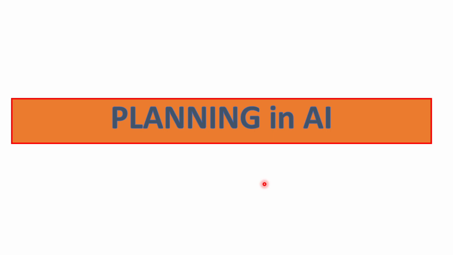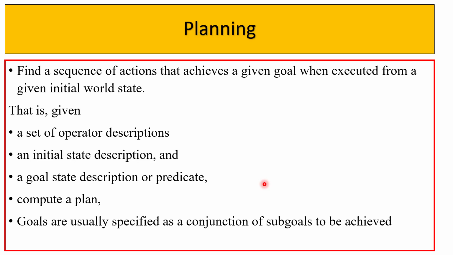In this video, we are going to discuss planning in artificial intelligence. What is planning? Before we try to reach the goal, we have a plan. We have a set of actions to be performed. It's nothing but planning. So here, planning is nothing but finding a sequence of actions that achieve a given goal.